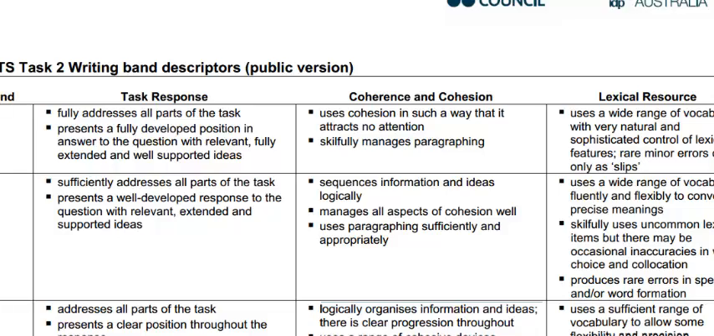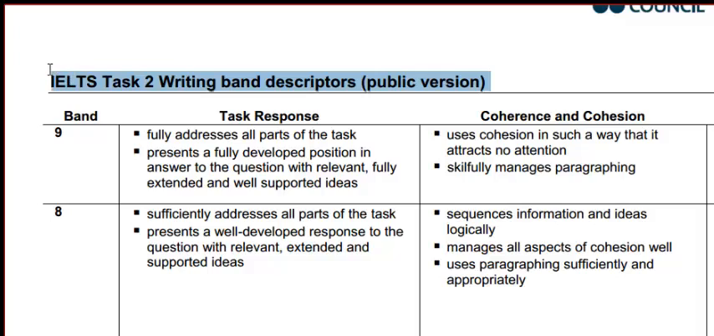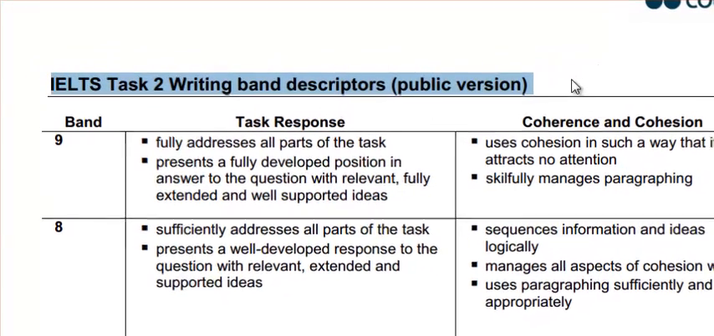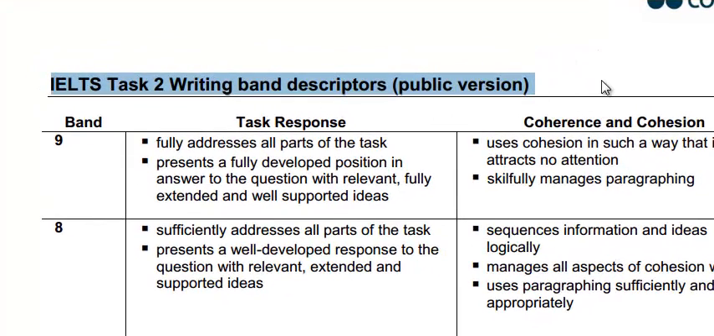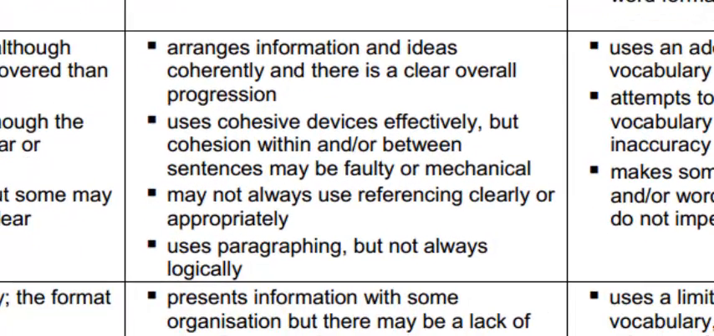So let's take a look at the writing band descriptors. As you can see up here, I've just downloaded these from the internet, and these are the public version. Specifically, we'll be looking at band score 6, 7 and 8. In terms of the similarities between band 6, 7 and 8, all parts of the essay can be understood, and this is relating to coherence.